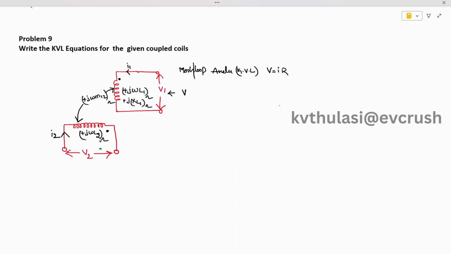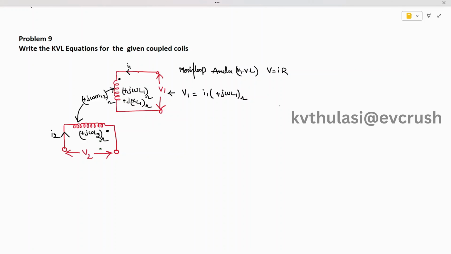So here you are going to get V1 is equal to, where V1 is the voltage source. Voltage source is equal to voltage drop. So what is the drop created by this inductor? I am going to write it as I into R. What is the I value? I1 into R, where R is plus j omega L1 ohms. This is for the first coil.